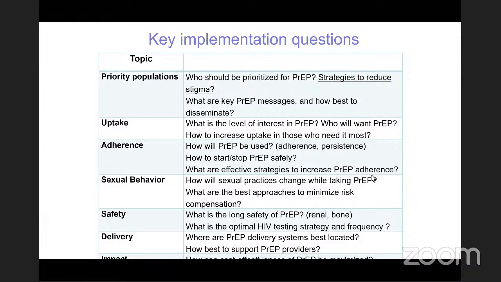Then there are many other questions when you think about implementation: around uptake, about adherence, about sexual behavior, whether people would change their sexual practices in the real world if they get this tool, and whether it's going to be safer for longer-term use, because in these trials it was being used for about 2 years. We need to think about delivery and also about impact.